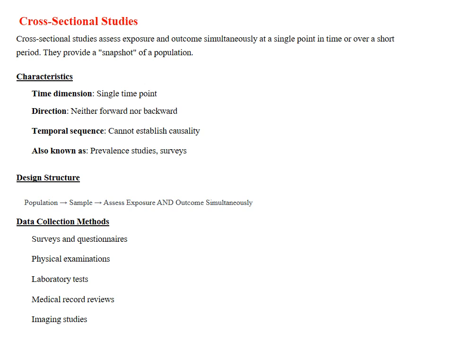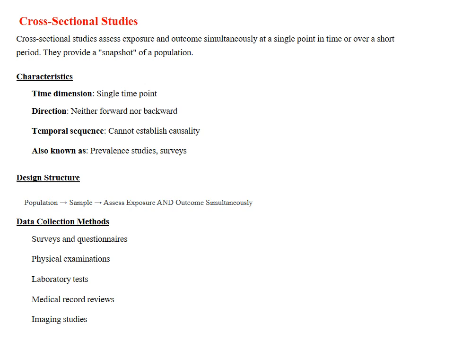Next are the cross-sectional studies. Cross-sectional studies assess exposure and outcome simultaneously at a single point in time or over a short period. They provide a snapshot of a population. Characteristics: time dimension, there should be a single time point. Direction, neither forward nor backward, we use it in the present time. Temporal sequence, cannot establish causality. Also known as prevalence studies or surveys.